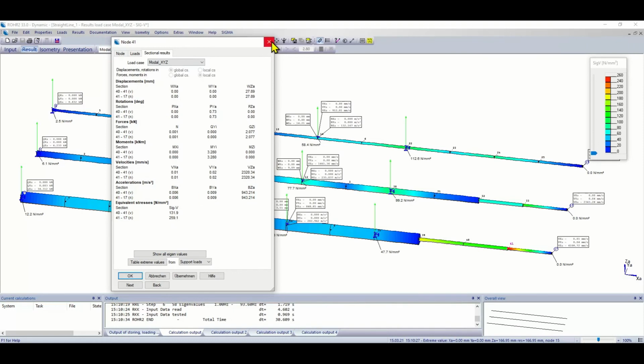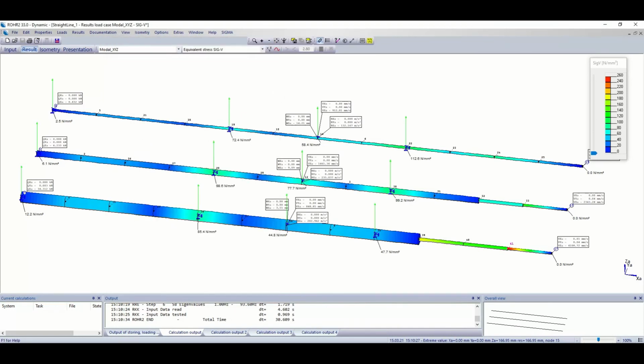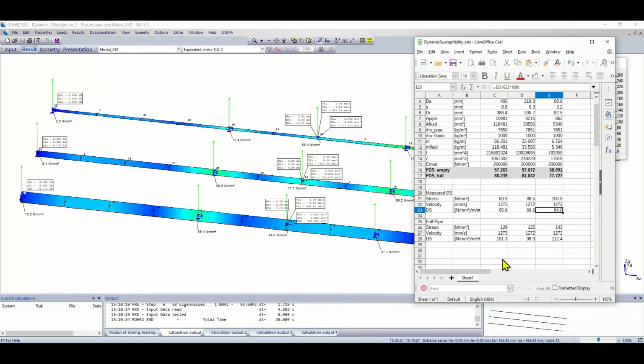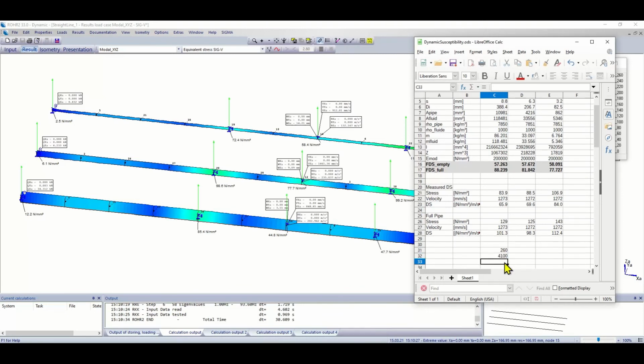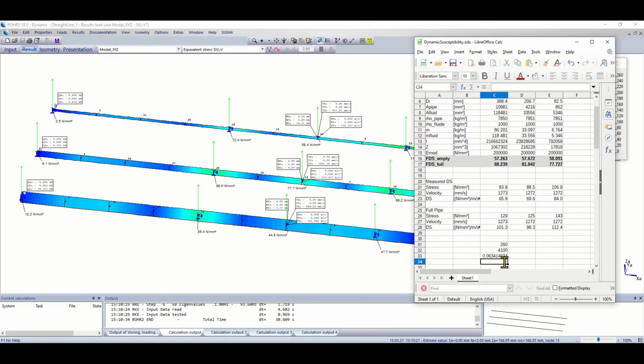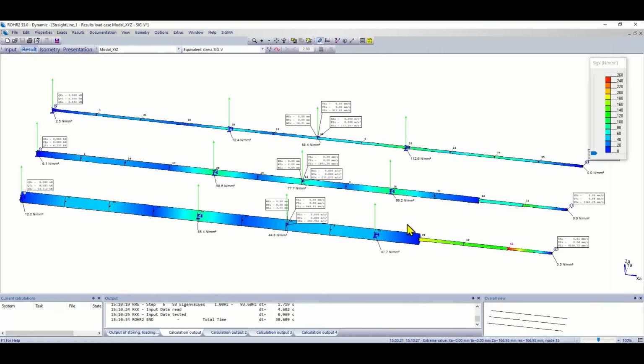So, 260, so this would be something like 260 and 4100, and so the ratio would be 63 again. So basically, even though this point now has much higher stresses than the rest of the system, the dynamic susceptibility that is calculated is still very close to the original one.